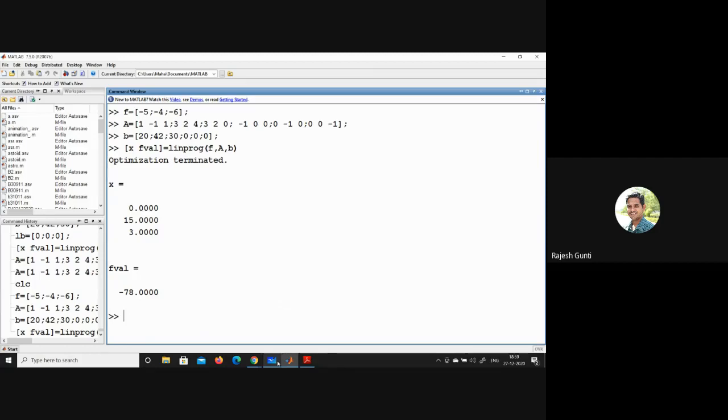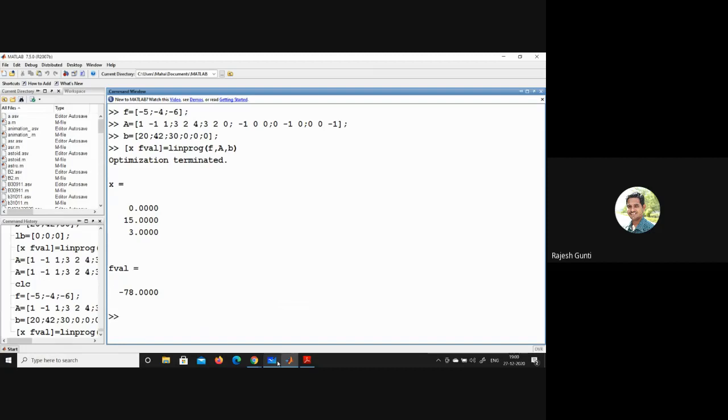This problem contains only objective function and less than or equal to constraints, inequality constraints. So I converted lower bounds also. I wrote lower bounds also as an inequality constraint.